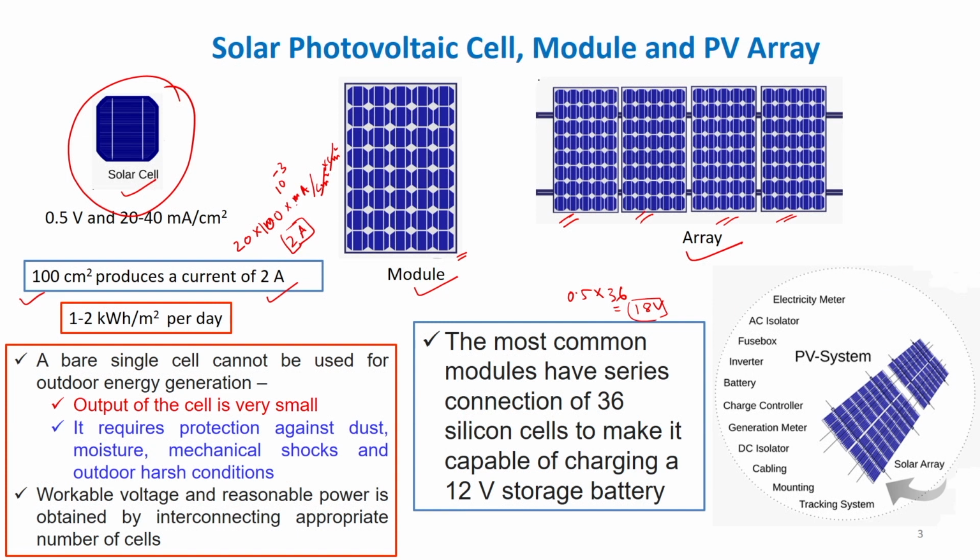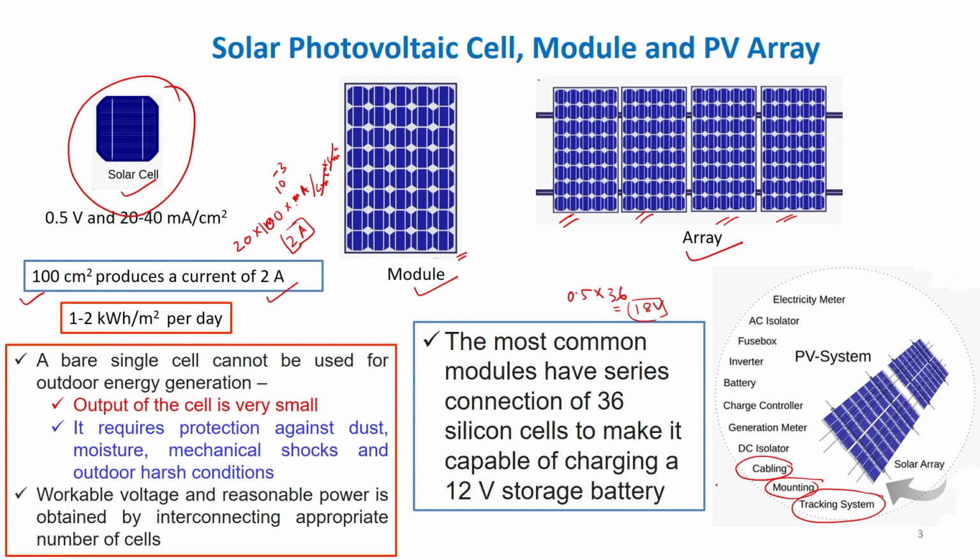Now, if we talk about a PV system, what are the components that comprise a PV system? Firstly, we need the solar arrays, which are a combination of many solar modules. Then we need a tracking system, because we need to track the sun so that we can maximize the conversion of solar radiation to usable energy. We need mountings, because we need a structure. Without structure we cannot hold the heavy solar modules.